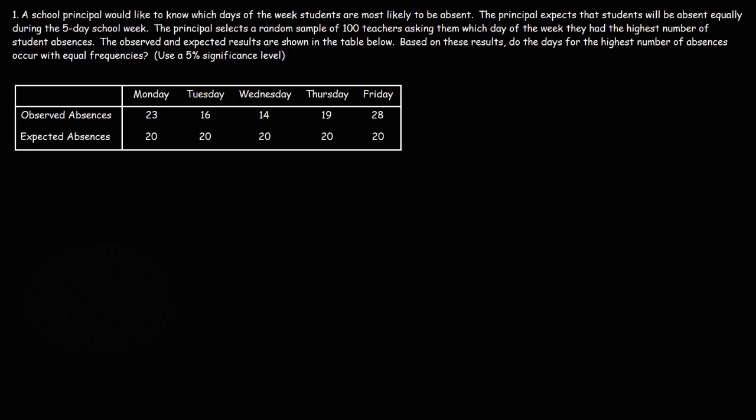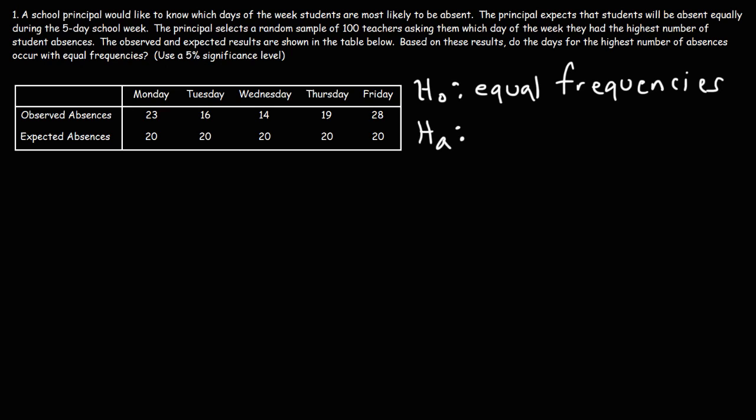A school principal would like to know which days of the week students are most likely to be absent. The principal expects that students will be absent equally during the 5-day school week. The principal selects a random sample of 100 teachers, asking them which day of the week they had the highest number of student absences. The observed and expected results are shown in a table below. The alternative hypothesis is that absences occur with unequal frequencies, or you could say that they don't fit a uniform distribution.